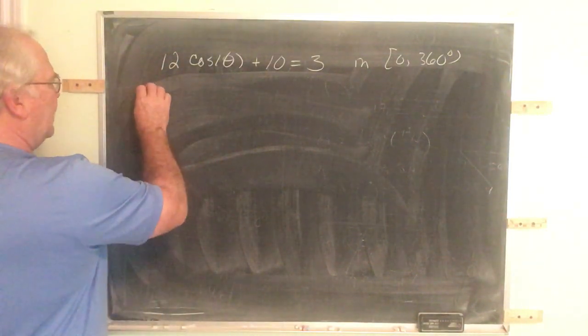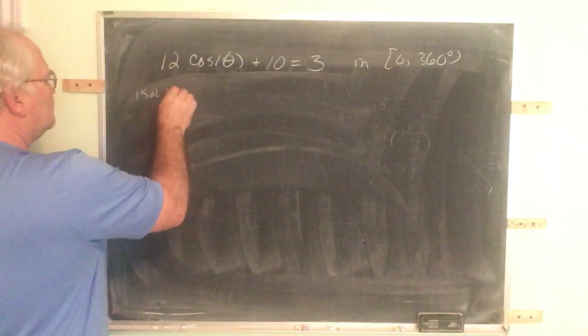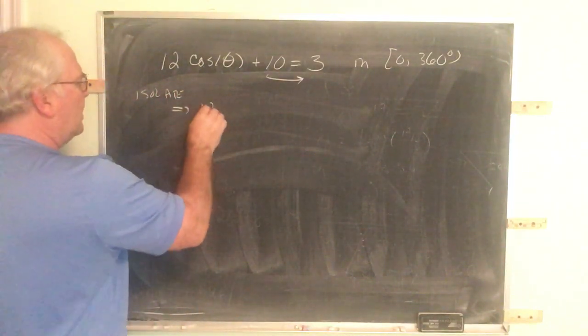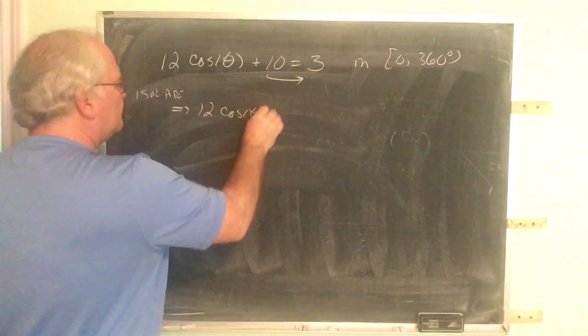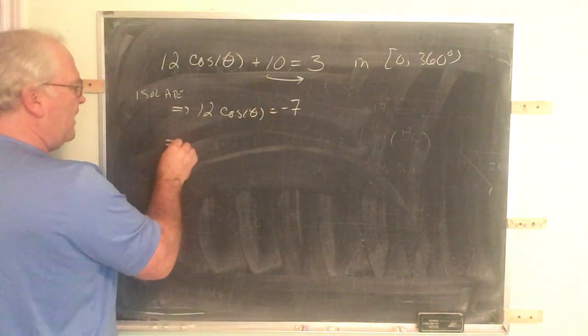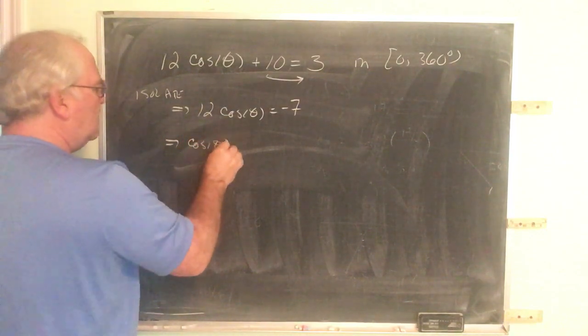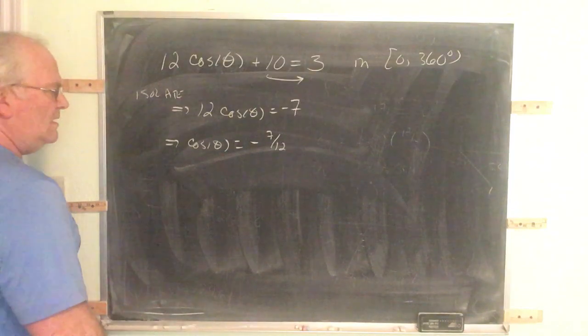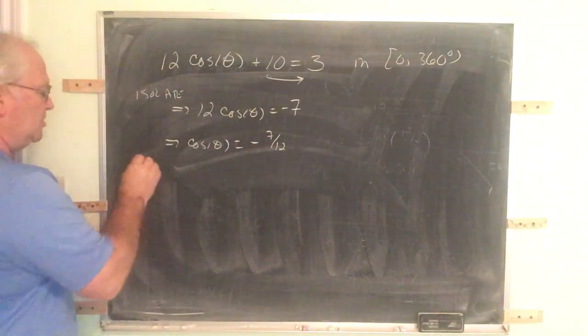So I'm going to isolate. First thing to do is subtract the 10 across. So we have 12 cosine theta is equal to, what is that, -7. Divide the 12 out. Cosine theta is equal to -7/12. All right, so we have isolated the trig function.